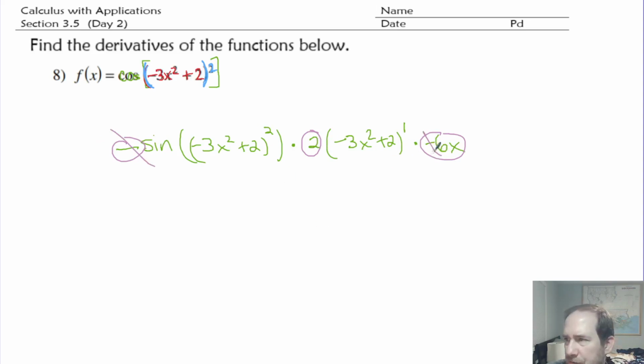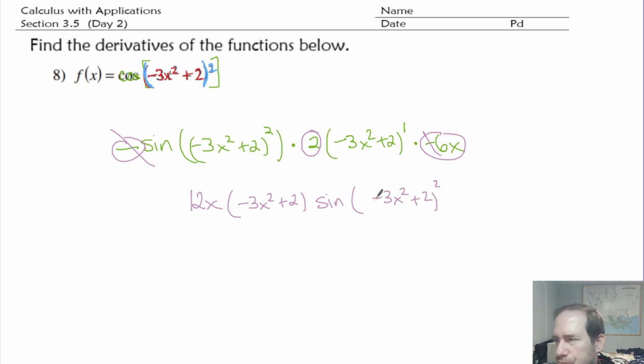So where are we at now? 12x as a coefficient. Then we've got this polynomial, the negative 3x squared plus 2. Then we've got the sine expression. Can we do much better than that? I don't think so.